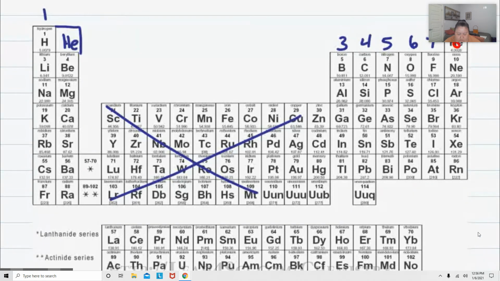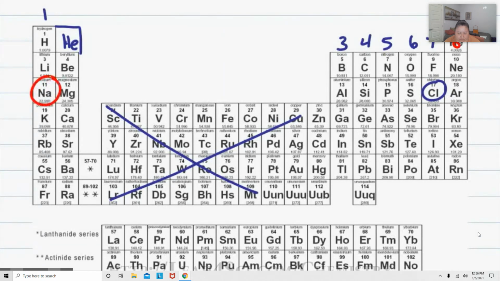Going back to the octet rule, the noble gases are happy. They have their full octet. What about the rest of the atoms? Looking at something like sodium or chlorine, they don't naturally have a full octet, so they have to go out of their way to find that octet.